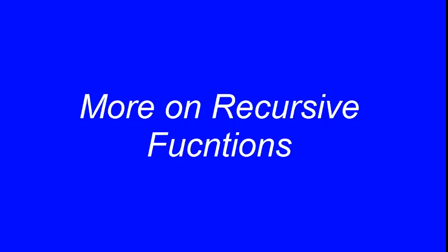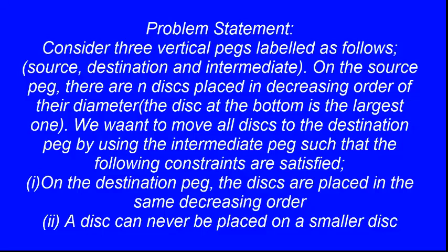Together we are going to go through the problem statement, and I am going to go through the solution step by step and slowly so you understand the solution. So this is the problem statement of the Hanoi's tower problem. Let's consider three vertical pegs labeled as follows: source, destination, and intermediate pegs. On the source peg, there are n disks placed in decreasing order of their diameter. The disc at the bottom is the largest one.